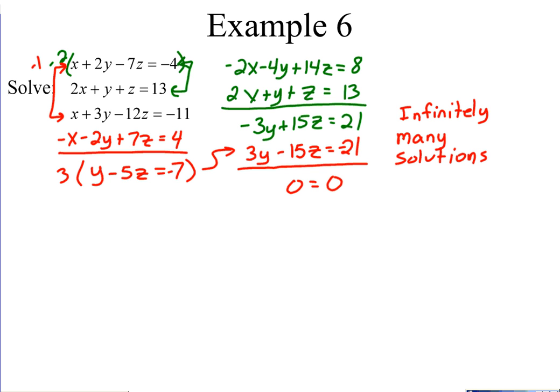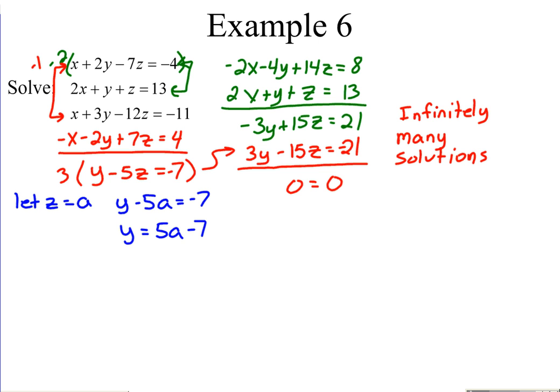Since we know there are infinitely many solutions, we're going to go ahead to our next step, which is always to let z equal a when we know there's infinitely many solutions. This equation right here, y minus 5z equals negative 7. I know z is equal to a, so I can solve this pretty easily for y. In terms of a, y is going to be 5a minus 7.